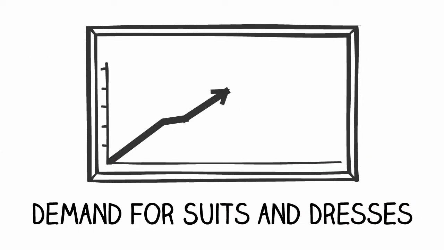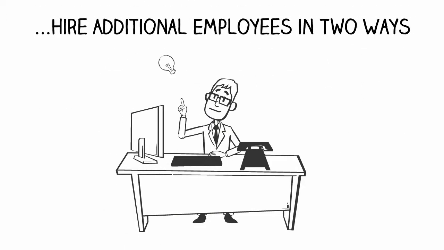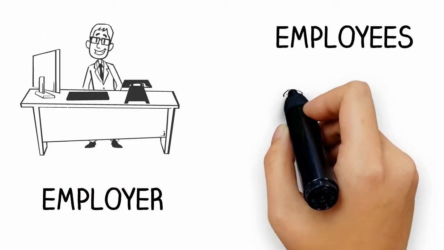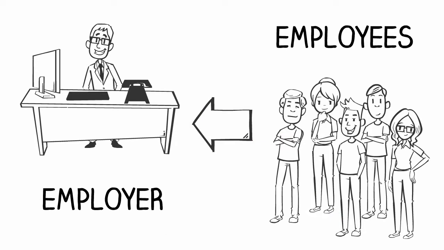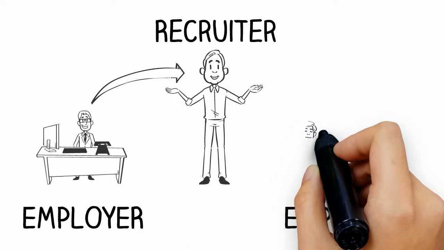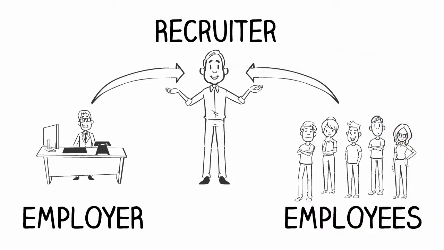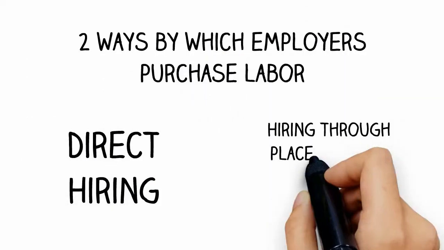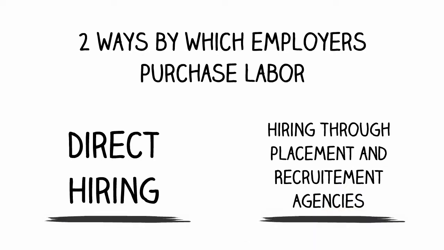Due to an increase in demand for the suits and dresses that the company produces, Mr. Cruz decides to hire additional tailors and dressmakers in two ways. First, by undertaking the recruitment, evaluation, selection, and hiring processes by himself. And second, by commissioning a placement and recruitment agency to canvass, enlist, contract, transport, utilize, hire or procure workers on his behalf. These exhibit two ways by which employers engage labor: direct hiring and hiring through placement and recruitment agencies.